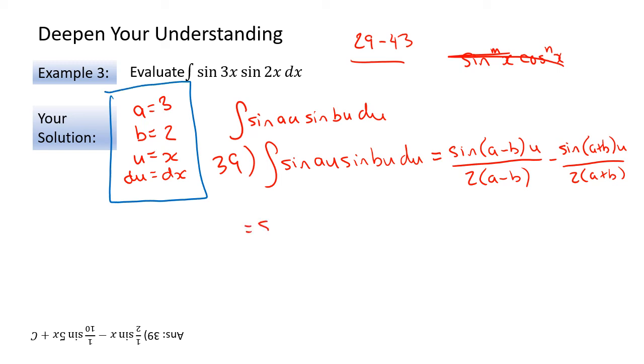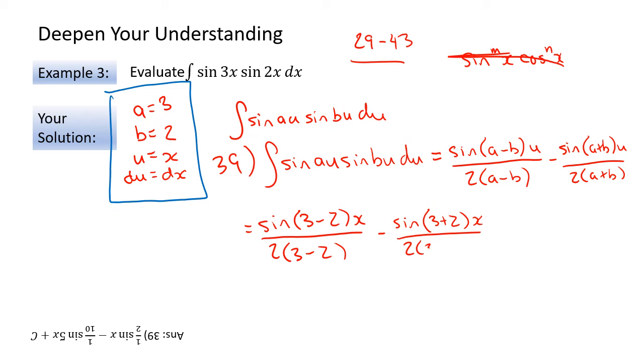And if we do that, we get the sine of 3 minus 2 times, instead of u, x, divided by 2 times 3 minus 2, minus the sine of 3 plus 2 times x, divided by 2 times 3 plus 2. And that is obviously plus a constant, which is not included in these tables. So if we simplify these, 2 times 3 minus 2 is simply 2. So this becomes 1/2 times the sine of x, because 3 minus 2 is 1.